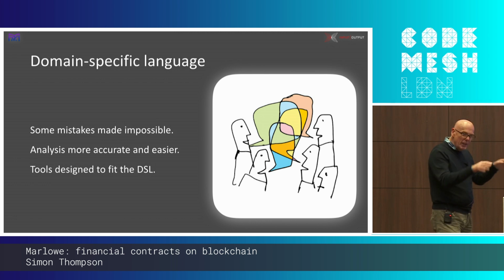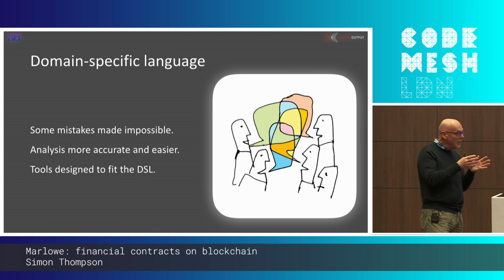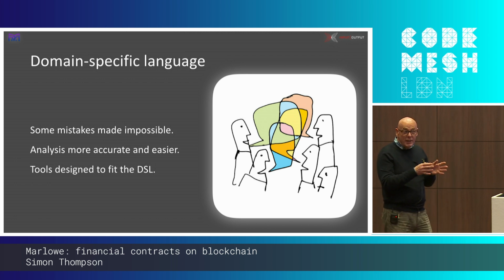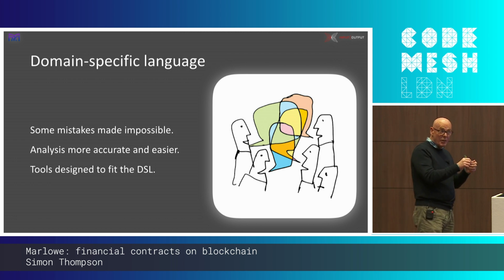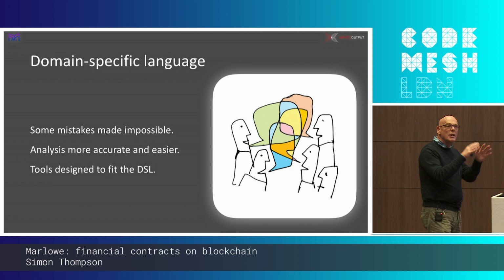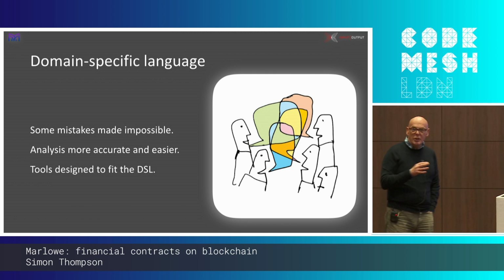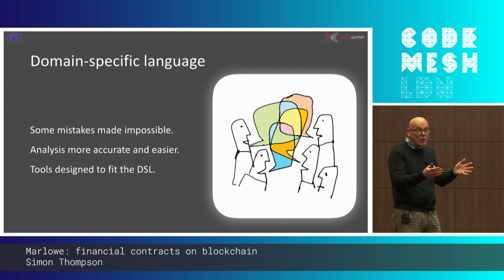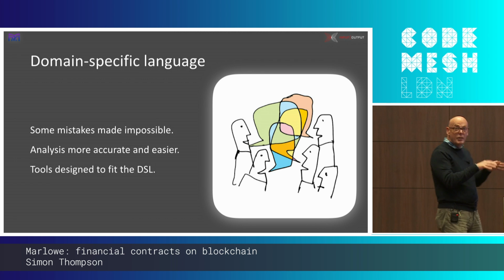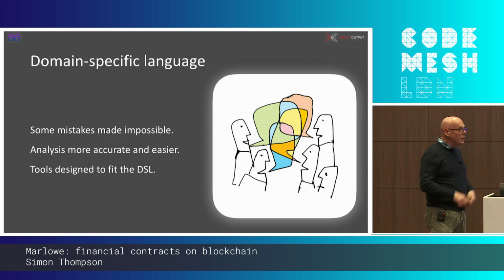And because it's working in a more restricted area, it makes analysis a lot easier and also potentially more accurate, because you know what your programs are, you know the domain of your programs. You're not trying to analyze any old program. You're analyzing programs written in a particular constrained design. And it also allows you to design tools that fit the DSL. We'll see that a bit later on. So there are strong advantages with doing this. And of course, the disadvantage is potentially you can only express things in a language you've written.